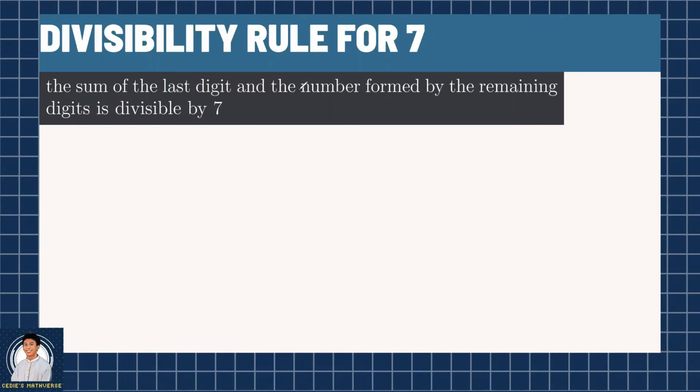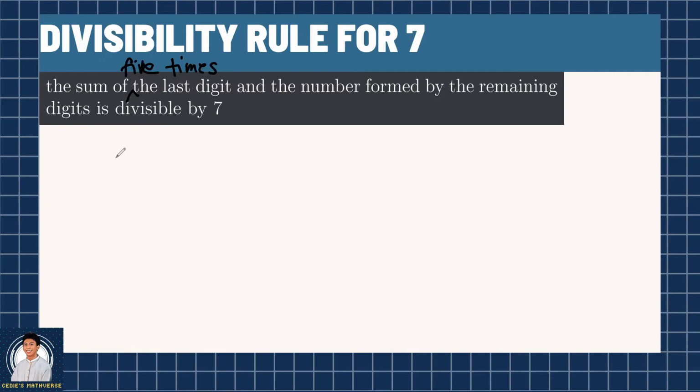Now, we will proceed with the rules wherein the last digit, or the last few digits, are omitted, then multiplied by a certain number and added to the remaining digits. We begin with the divisibility rule for 7. The sum of 5 times the last digit and the number formed by the remaining digits is divisible by 7.